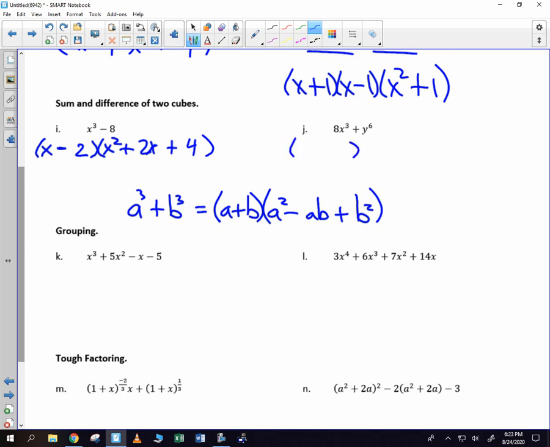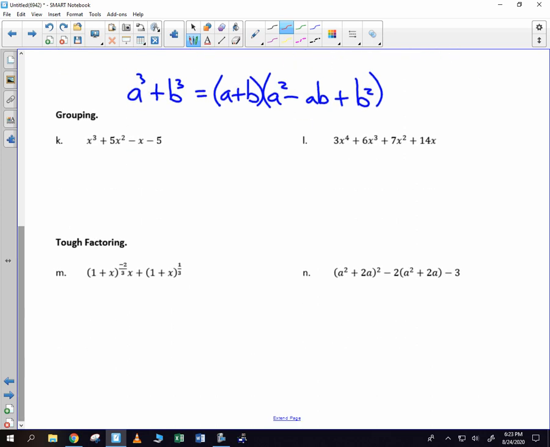Try it again. 8x cubed, got 2x. Y to the 6th, y squared. Square the front, 4x squared. Square the back, y to the 4th. Multiply the two together, 2xy squared. Since it starts with plus, it's plus. This is always plus. That's opposite what you started with.